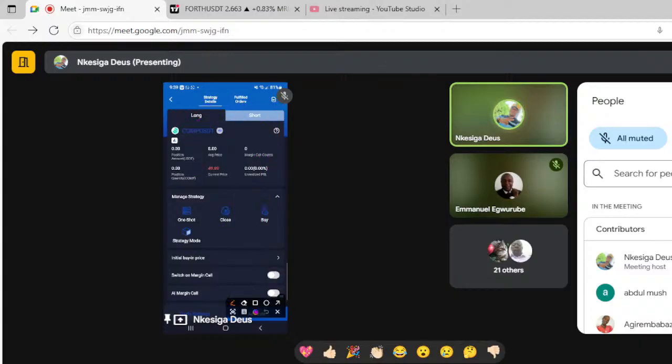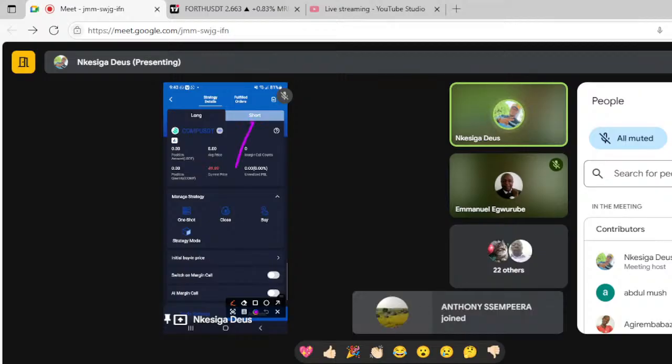If you choose long, that means the market should rise. If you choose short, the market should drop down. And you can make money in both ways. But please, make sure you manage your risk. Don't put too much money, and don't use too much leverage. And I want us to understand here. Now you can see that the short button is the one that is highlighted.